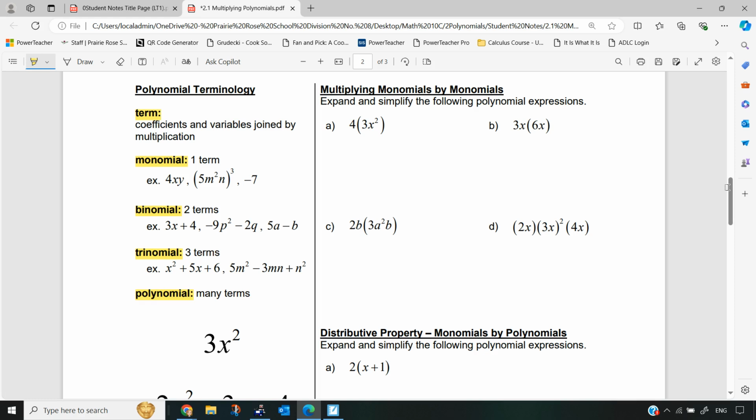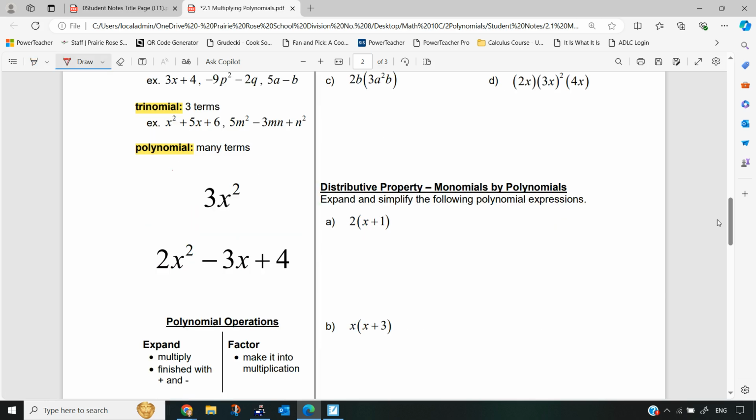So monomials, binomials, trinomials all fall under polynomials, but anything that has more than three terms we typically just refer to as a polynomial. Now looking at the term itself, 3x squared, 3 would be my coefficient, x would be my variable, and 2 would be my exponent. 2x squared minus 3x plus 4 is a trinomial.